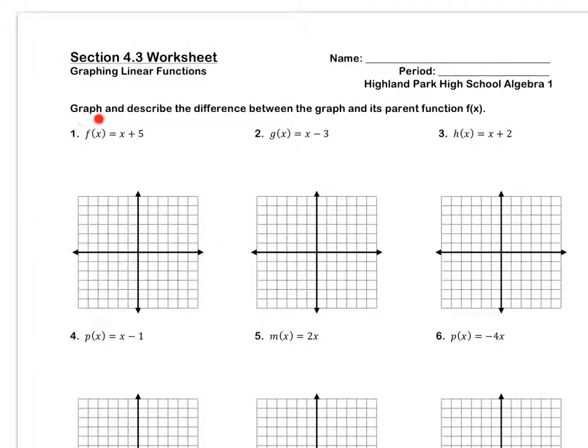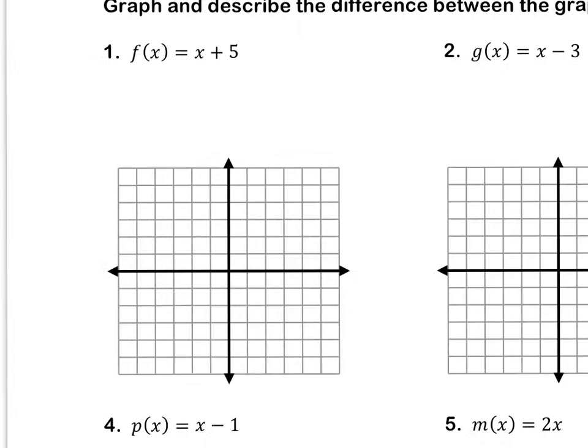It says graph and describe the difference between the graph and the parent function. So what we're going to do is use two different colors, and you're going to need to do that as well on your worksheet. You can use a pen or a marker or whatever, because for each of these we're going to graph the function, and then we also have to graph the parent function, and then we have to describe the difference between the graphs. So let's get started. Obviously you'll need graph paper.